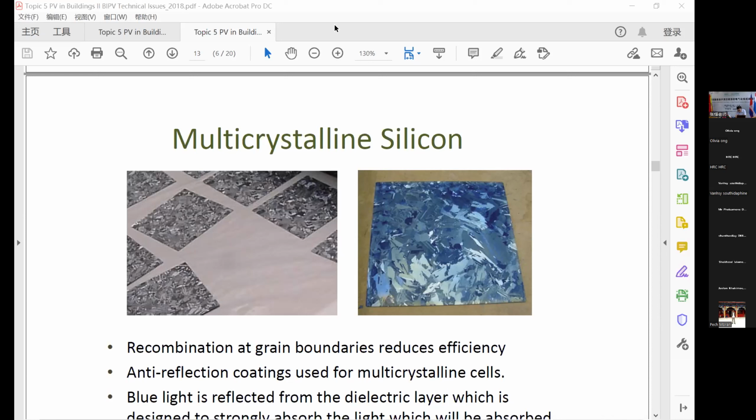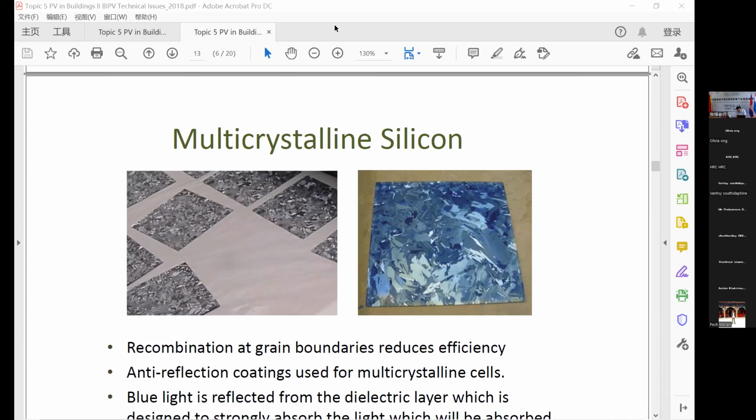Mono is more efficient, but production of multi silicon is easier. Every commercialized product has many factors that affect its market share. Yes, mono has more efficiency, but production of multi is cheaper, so you need to take a trade-off.